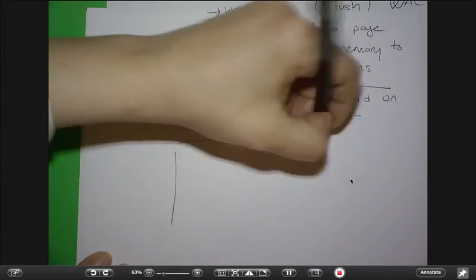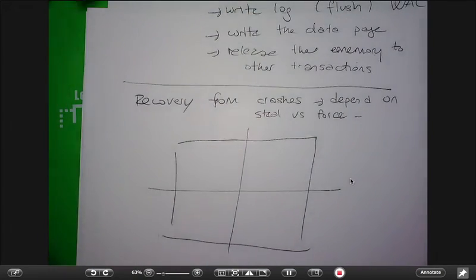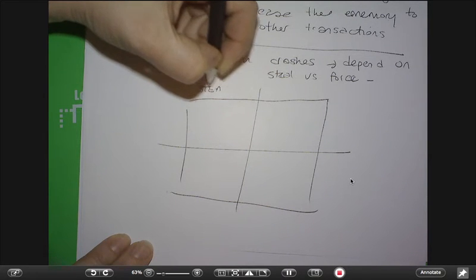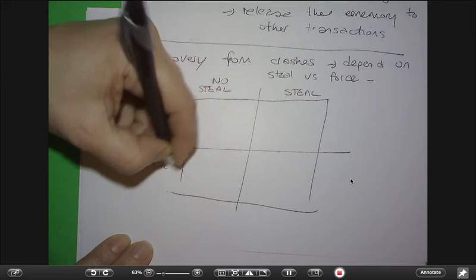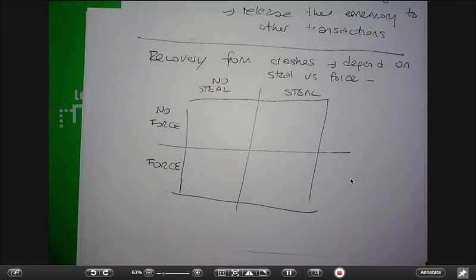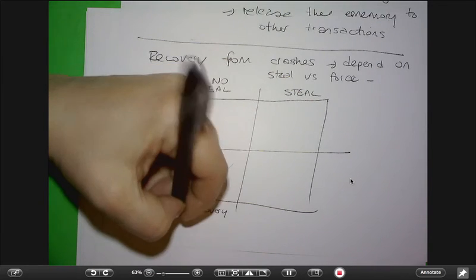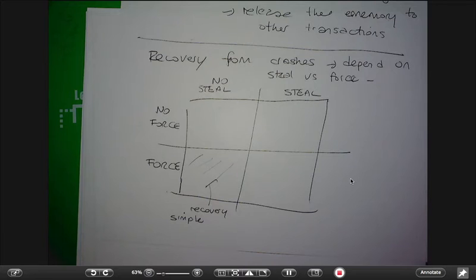So basically, the idea is that if you use no steal and you use force, it means you don't write anything until you keep everything in memory. Everything is kept in memory until it is time for the transaction to commit. At that point, you write the log, you put a commit record, you flush the log, then you start writing data pages. So in this case, recovery is kind of simple, and it only includes redos.